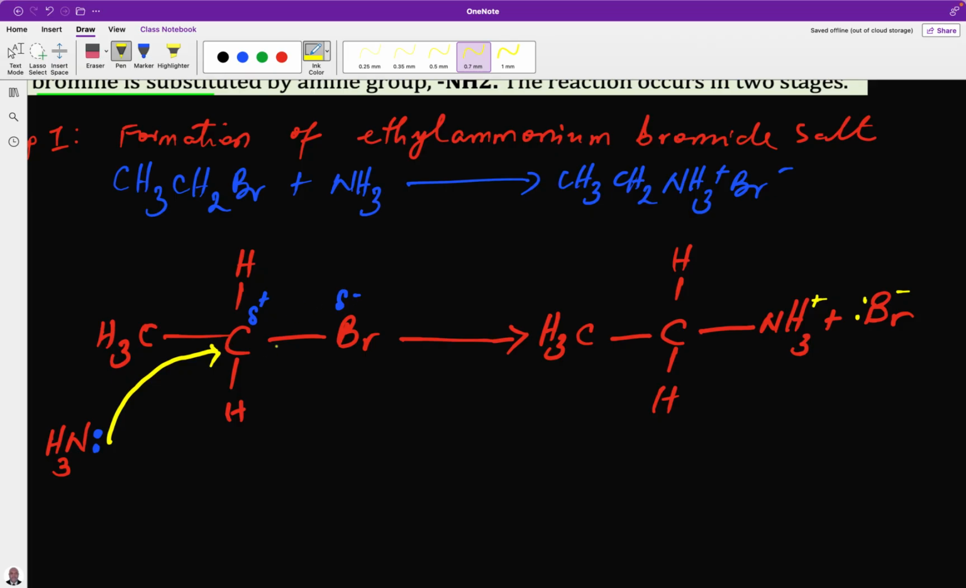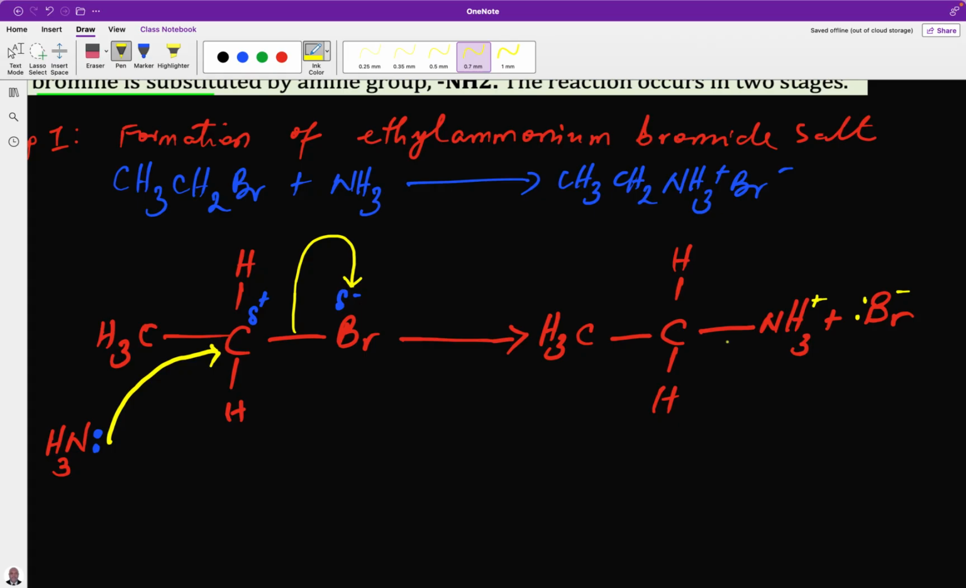As the nucleophile is attacking from behind, what happens? As a result of the polarity here, there's what we call heterolytic fission, with bromine going away with a lone pair of electrons. So these electrons from the nitrogen of the ammonia are donated to the positively charged carbon, and this is the bond that is formed.